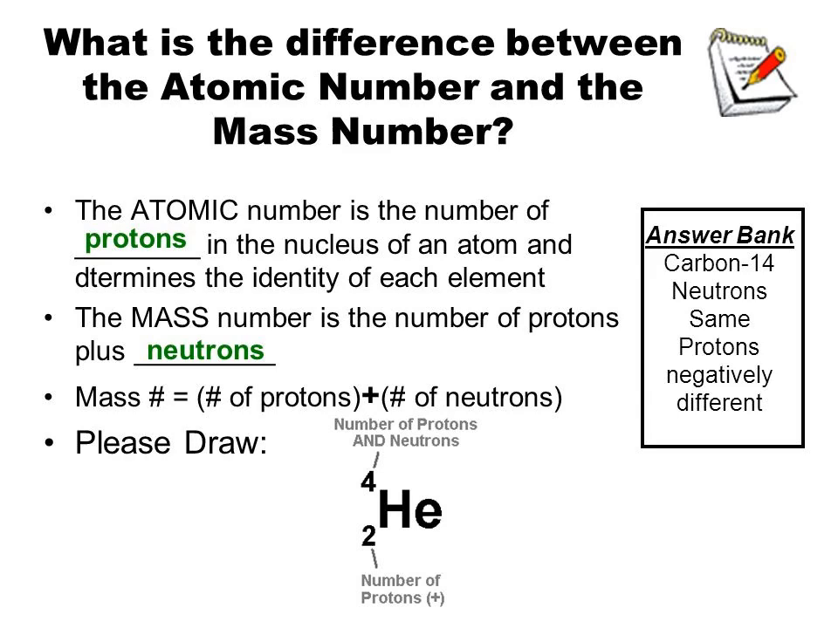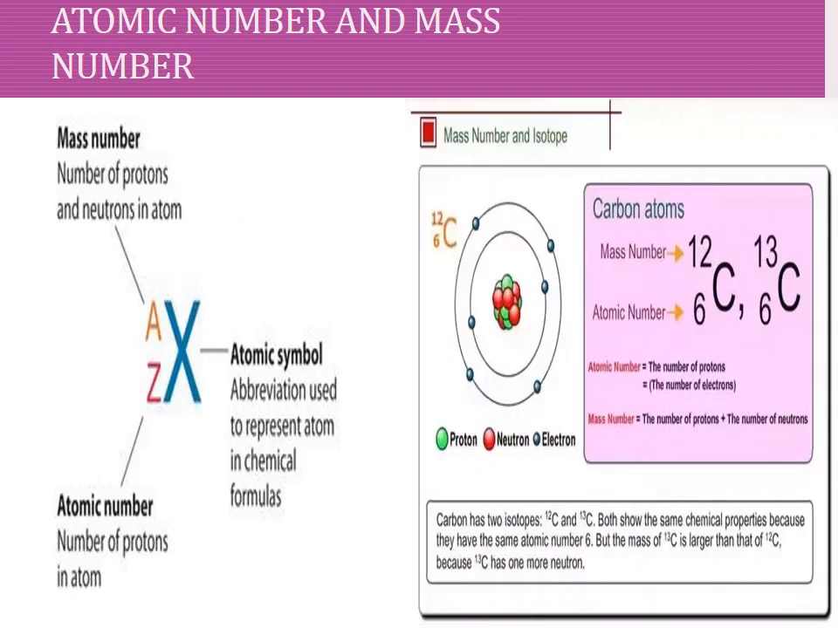Next we have to see the atomic number. One more example given here: Carbon 6, mass number 12. Another carbon 6, mass number 13. It is an isotope. So this is one example of isotope.